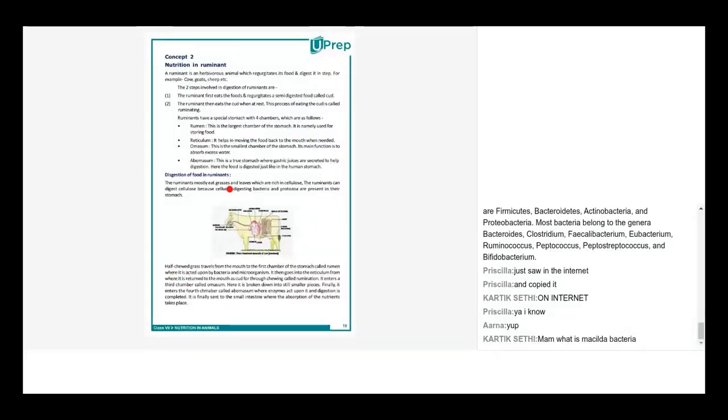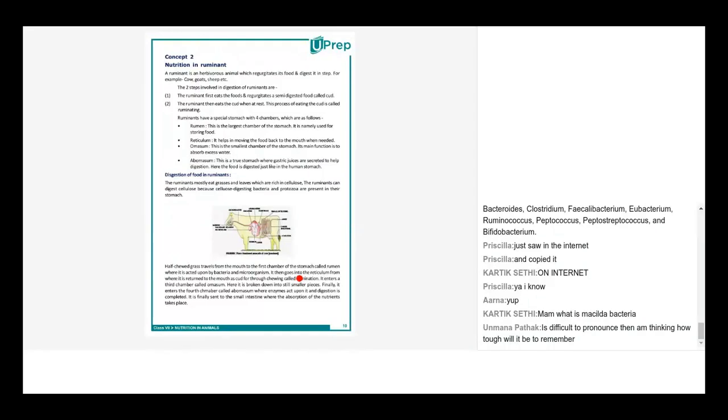So the ruminants. First, it has reached the stomach. The half-chewed grass now travels from the mouth to the first chamber of the stomach, which is the rumen. And what is the rumen used for? It is the largest chamber. It is used for storing, where it is acted upon by bacteria and microorganisms. Here in the rumen, the bacteria act on it and semi-digest it. Then the half-digested food goes to the reticulum, from where it is returned to the mouth for further chewing and breaking down.